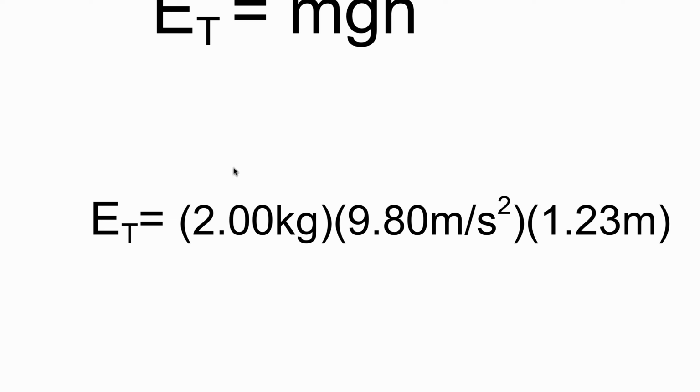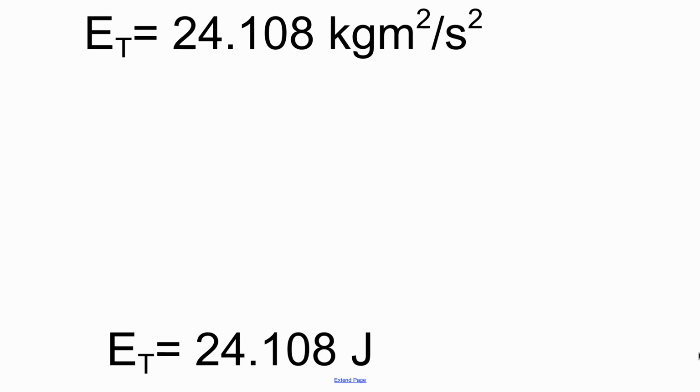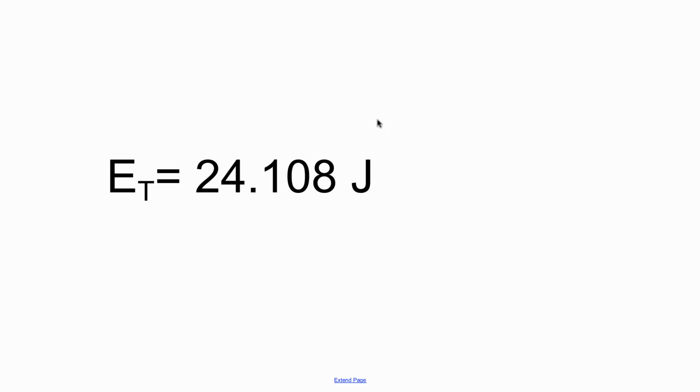So let's put in our numbers. So the mass of our object is 2 kilograms. Gravitational acceleration on Earth is 9.8 meters per second squared, and the height the car can drop, which is just the vertical height, is 1.23 meters. If we multiply these out, we get 24.108, and the units will be kilograms, meters squared per second squared, and that is also known as joules. So that means that for this system, with a 2 kilogram car at the top of the ramp, there is a total energy of 24.108 joules. That's the energy we start with, that's the energy we have to finish with.